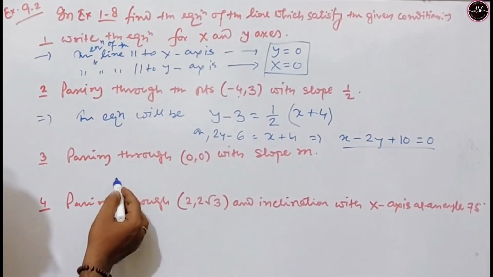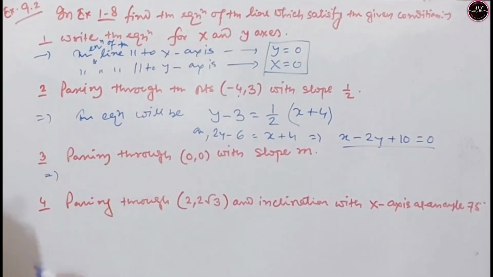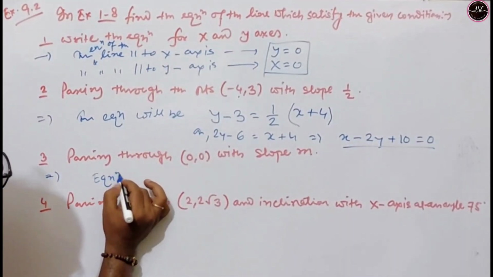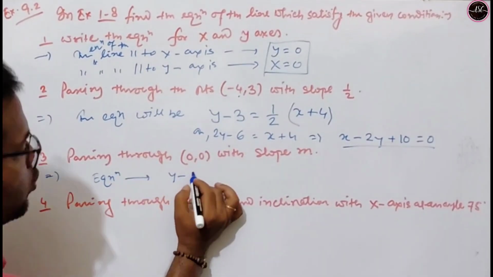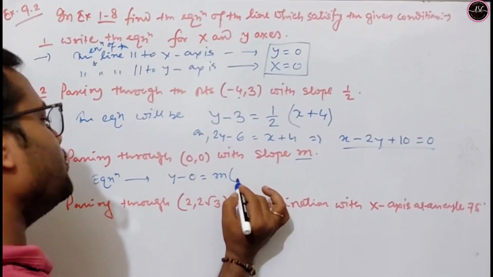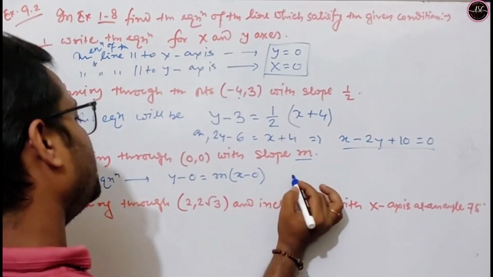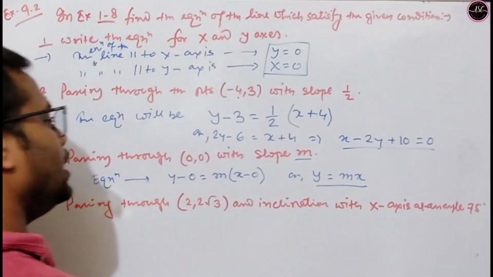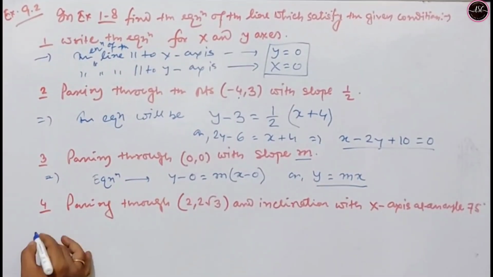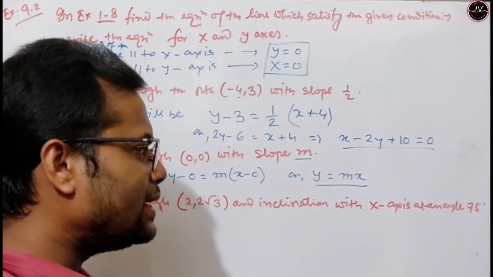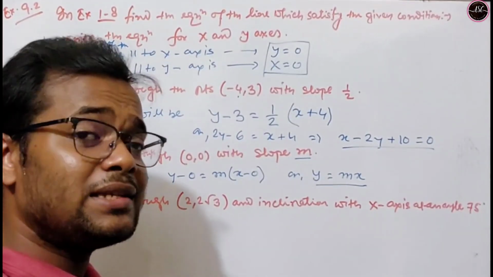Just look at this, this is a similar type. Here the equation will be y minus y1 equal to m into x minus 0, since the slope is m, or y equal to mx. Clear? And just look at this, here passing through (2, 2 root 3) and the inclination with the x-axis at an angle 75.